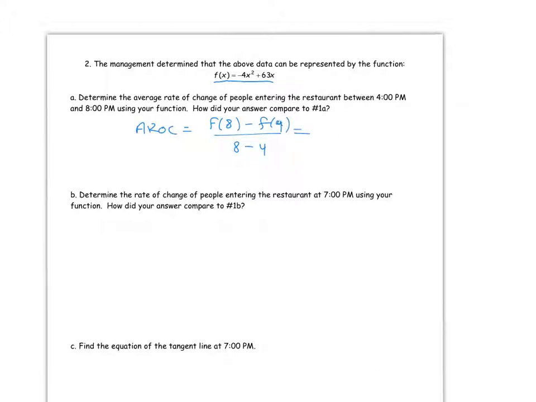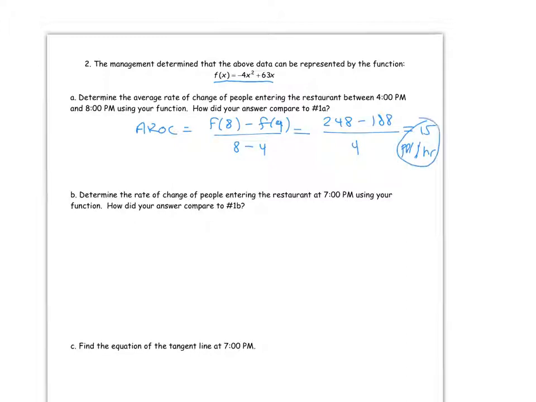Okay, and so f of 8 equals 248. f of 4 equals 188. And again, I'm just using the actual model, the model here, not the table. Divided by 4, so that's 15. So that's 15 people per hour.